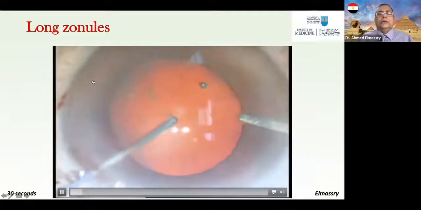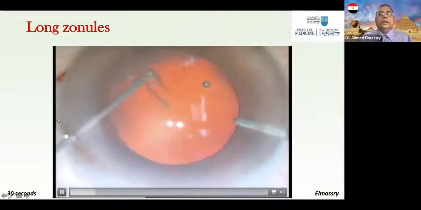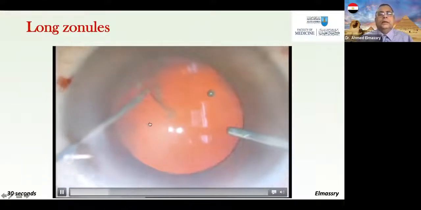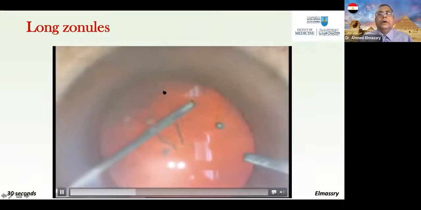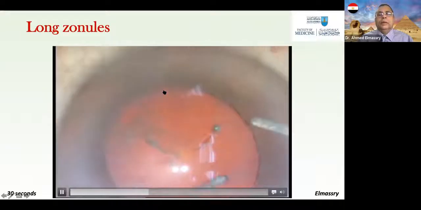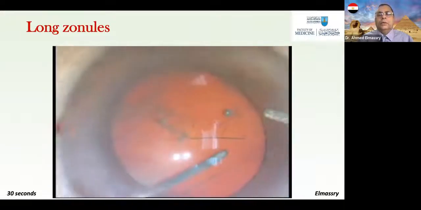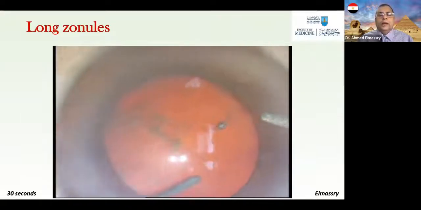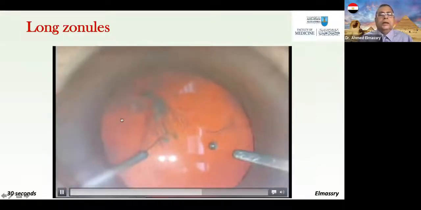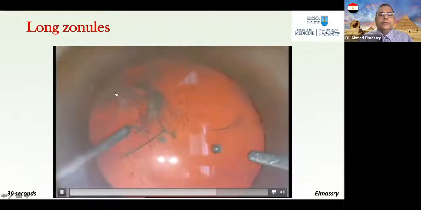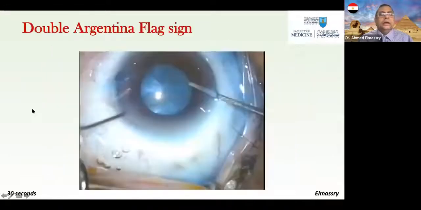Again, these are long zonules. While you are doing the capsular rexis, sometimes the zonules are inserted much more anterior than expected. So be careful while you are doing the capsular rexis that you may take part of the zonules with you. This is what we call the long anterior zonules. So be careful, as you see here, the zonules are cut while you are doing the capsular rexis. Be careful not to extend to the outside.